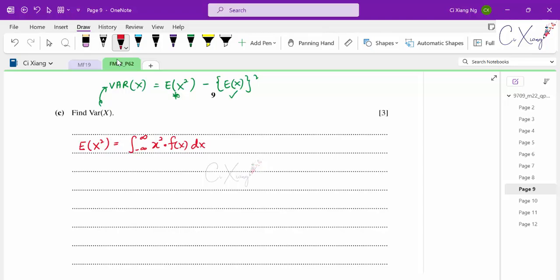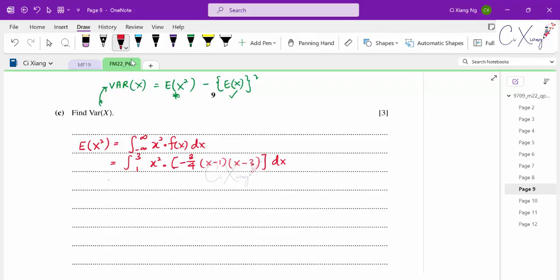This is a general formula, and now I want to apply it to this question. Our x is defined from 1 to 3. Multiply x squared with the function f(x). My function f(x) just now is negative k, so I have negative 3 over 4, then (x minus 1)(x minus 3) dx.